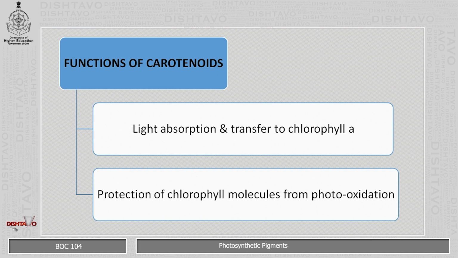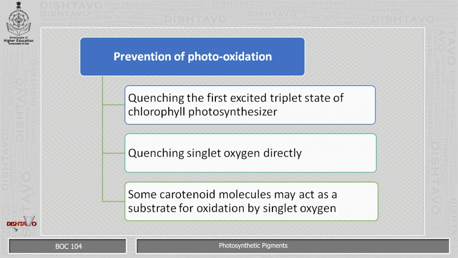What are the functions of carotenoids? Firstly, carotenoids absorb light and transfer this light to chlorophyll A. Second, they protect the chlorophyll molecules from photooxidation. Now, how can photooxidation be prevented? Firstly, the carotenoids quench the first excited triplet state of chlorophyll photosensitizer. They can also quench the singlet oxygen directly, and then there are some carotenoids which act as a substrate for oxidation by singlet oxygen species.